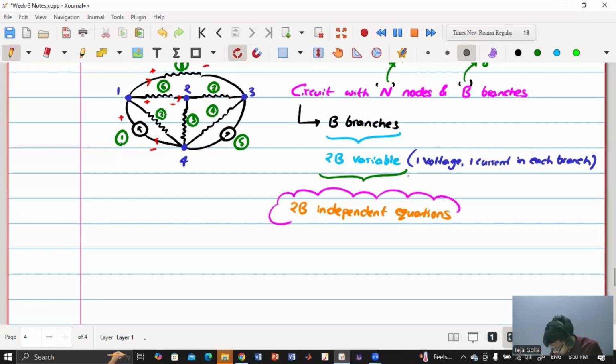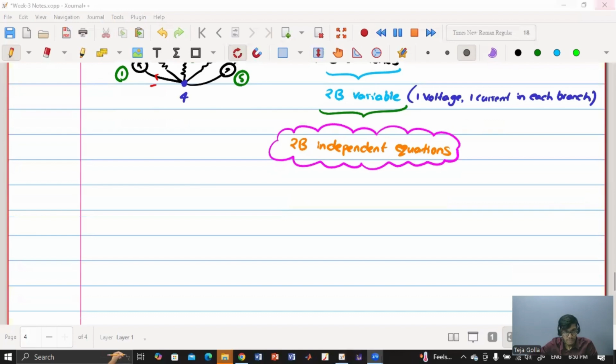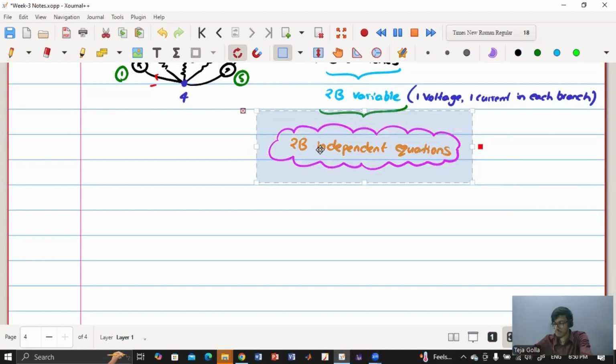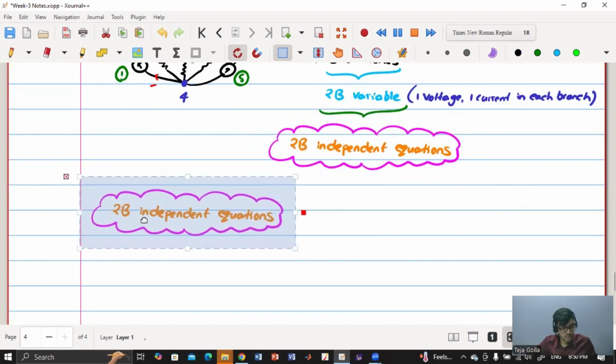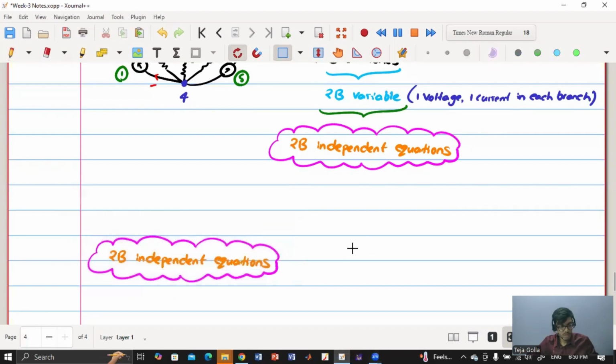So this is the thing that you should keep in your mind. As a circuit has b branches and each branch has one unknown voltage and one unknown current, we have to find overall 2b variables, b voltages and b currents. That is what we are planning to solve in a circuit. As we need 2b unknowns, we need 2b independent equations. Now, how do we get these 2b independent equations? Whatever we have learned, Kirchhoff's laws, we are going to use them to get these 2b independent equations.